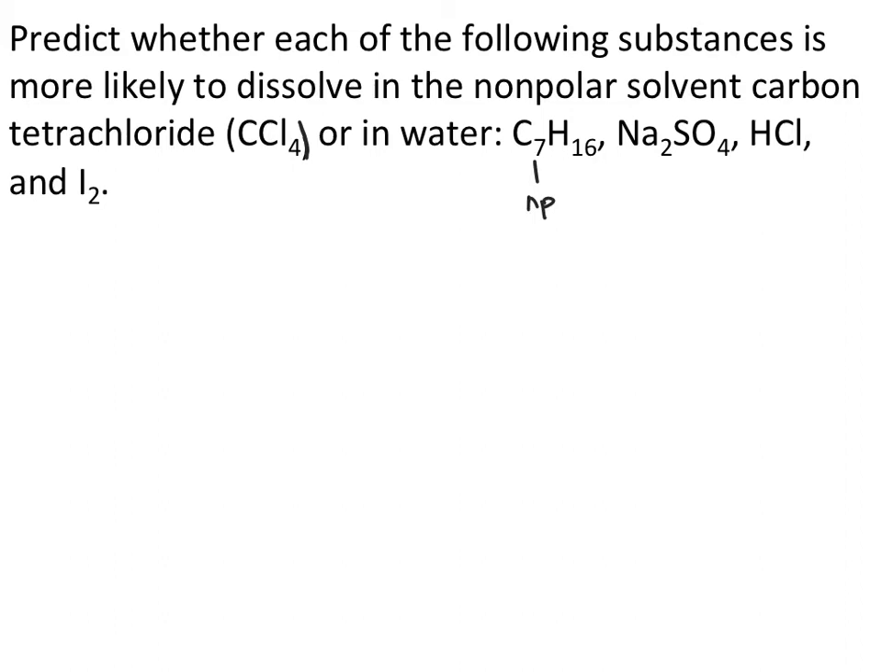Nonpolar, we know that hydrocarbons are going to typically be very nonpolar. In this situation, we have an ionic compound. All right, we have a positively charged cation and a negatively charged anion. Okay, so that's going to be an ionic compound. HCl is a polar molecule, okay, and I2 is a nonpolar molecule. Okay, so in this context, we can go ahead and apply each of these. Obviously, the polar molecules are going to want to interact with the polar solvent, and the nonpolar molecules are going to want to interact with the nonpolar solvent.